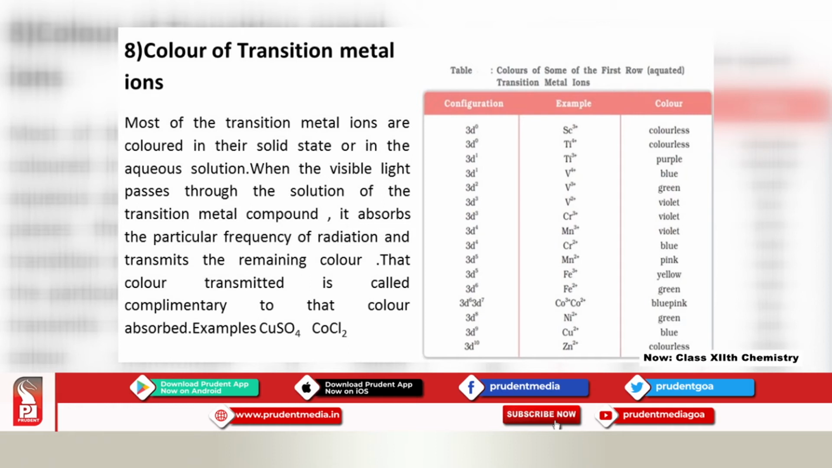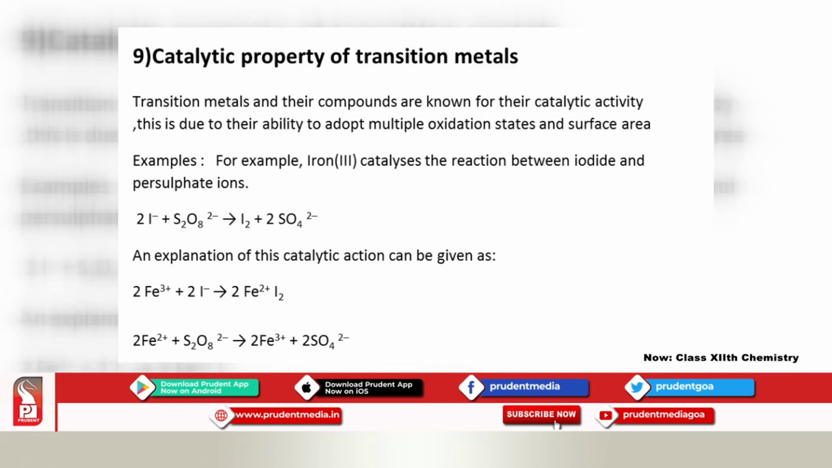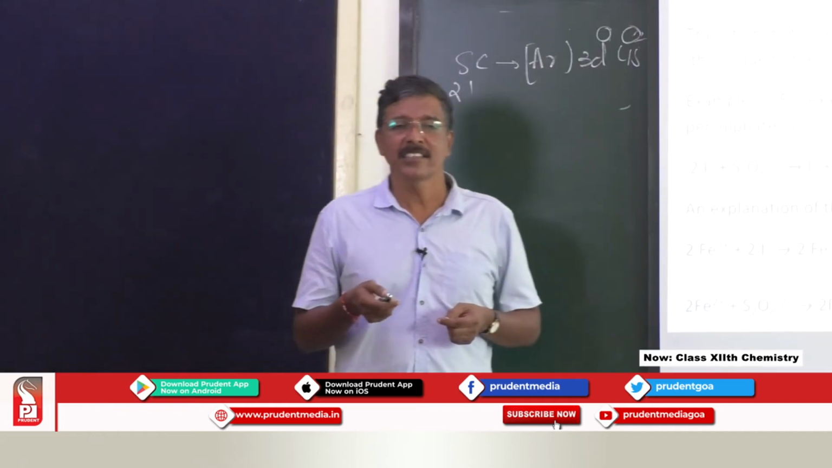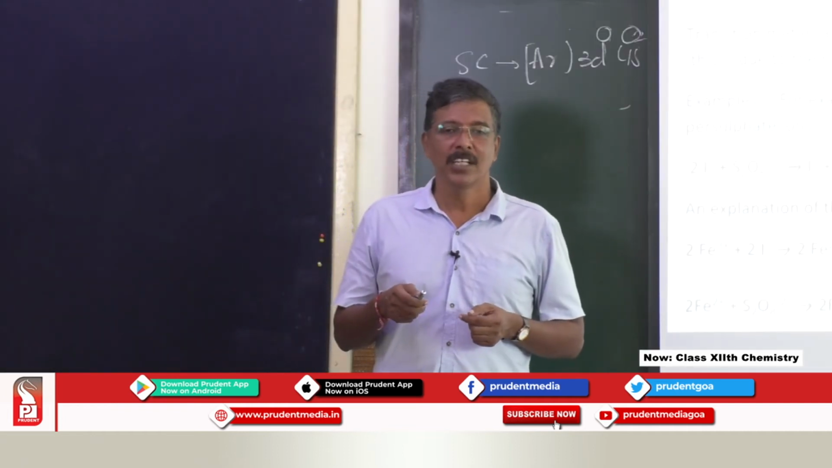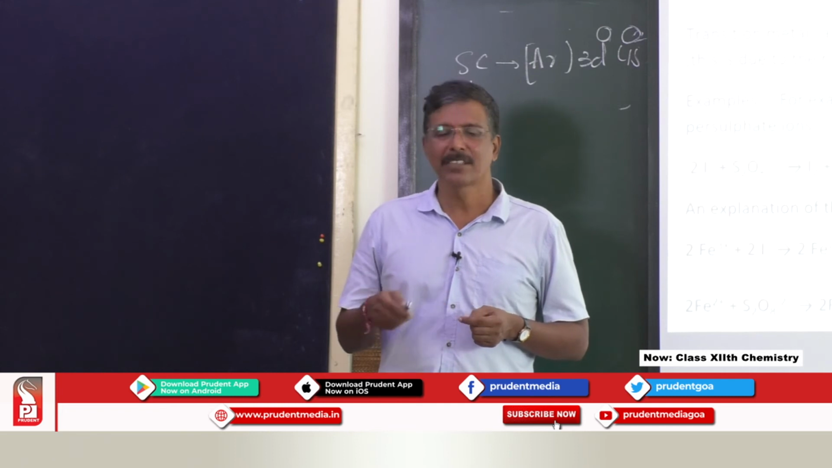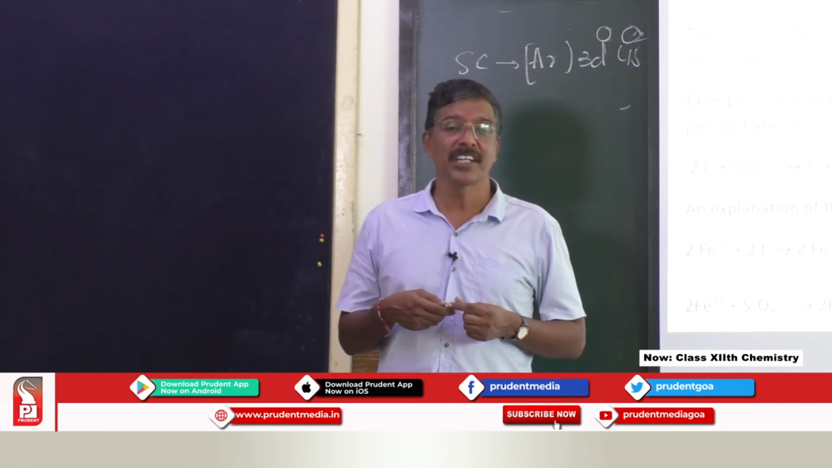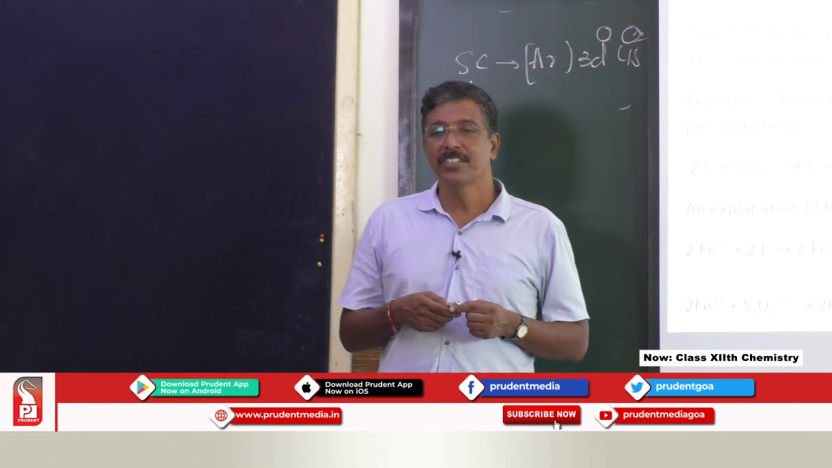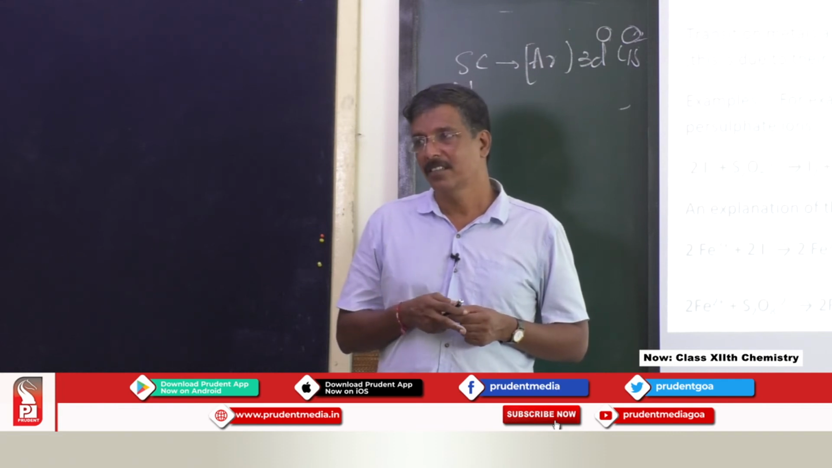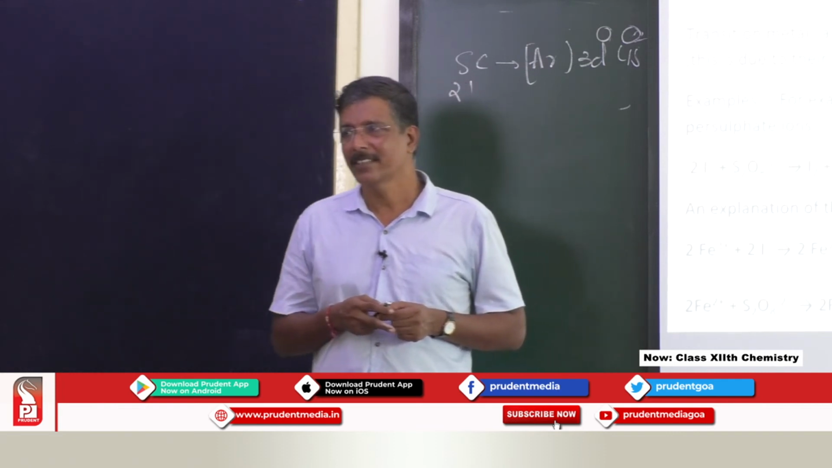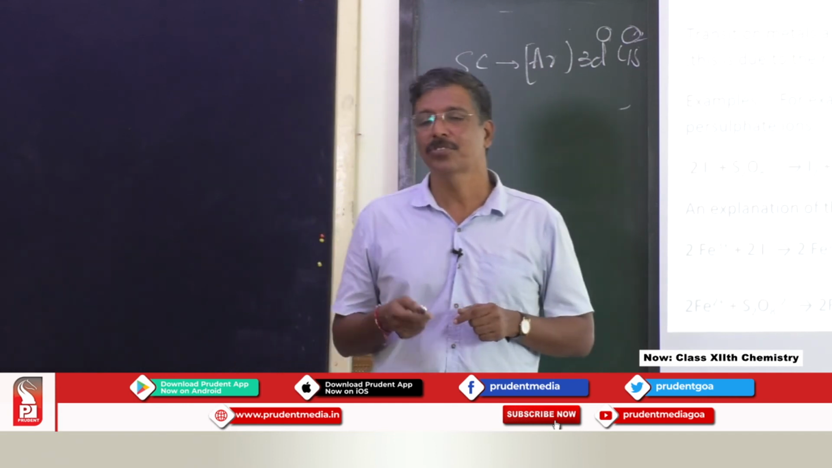Next, the catalytic property of transition metals. We know catalysts are very important in industry. What is a catalyst? Catalysts are compounds which change the rate of reaction, either decreasing or increasing it. Usually in industry we use those which decrease the energy required. That helps industry to save energy.